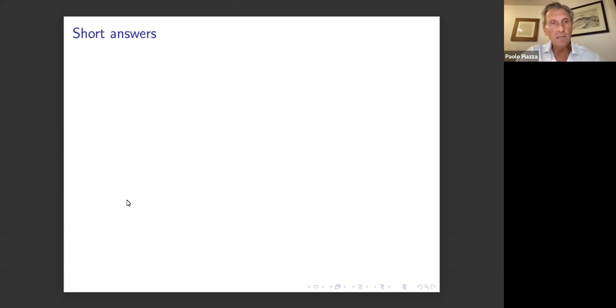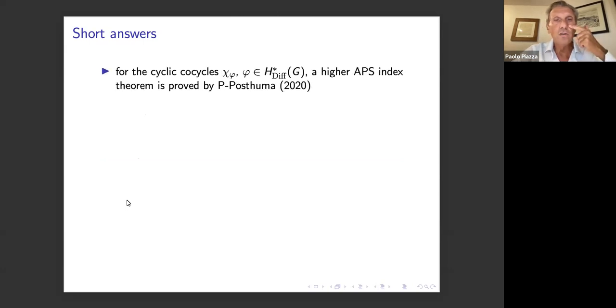First of all, let me give a short answer, just flashes. For the cyclic cocycles coming from the differential cohomology of G, together with Hessel Posthuma, we proved last year a higher APS index theorem. This is not a delocalized index theorem because we know that these cocycles are concentrated at the identity element, and so they will not produce rho invariants in the general sense.